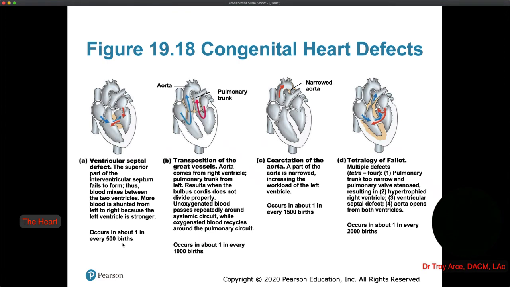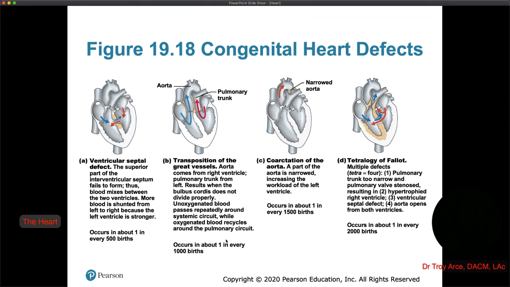Then you have the transposition of the great vessels. The aorta comes from the right ventricle instead of the left ventricle, so everything's switched around. The pulmonary trunk comes from the left. This results when the bulbus cordis does not divide properly, and unoxygenated blood passes repeatedly around the systemic circuit, while oxygenated blood recycles around the pulmonary circuit. And this occurs very commonly too, 1 in every 1,000 births.